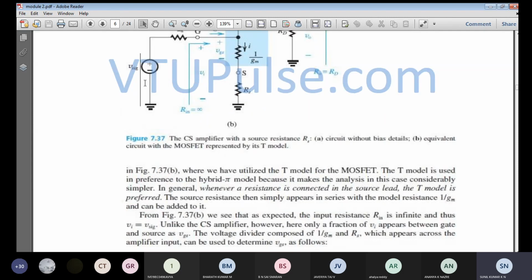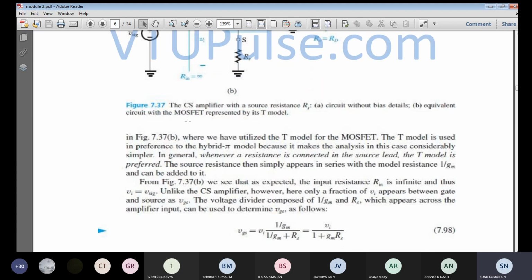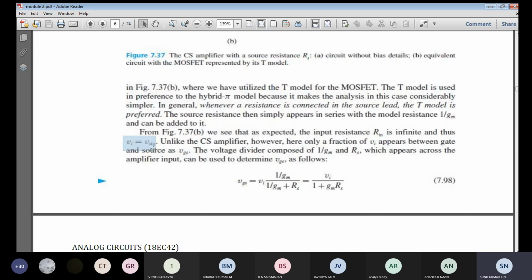But now V signal is equal to Vi. Since Rin is equal to infinity, the signal source resistance is not going to have any voltage drop, so that effectively all the signal voltage will be appearing across the Vi without any loss. So Vi will be equal to V signal source voltage.